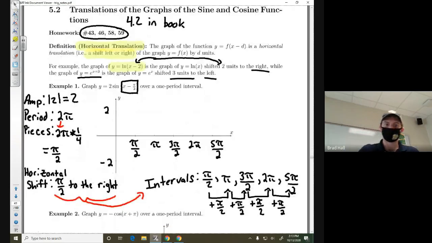So that dot sequence, it's not going to start here anymore because that's not our first interval value. It's not 0 anymore. Our first interval value was pi over 2. So now we start here. This makes sense because we shifted to the right. And then the sequence is up and back to the x-axis, and down here, then back to the x-axis.